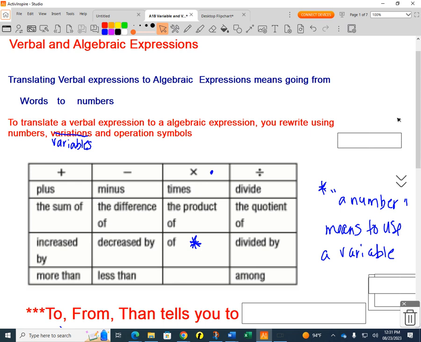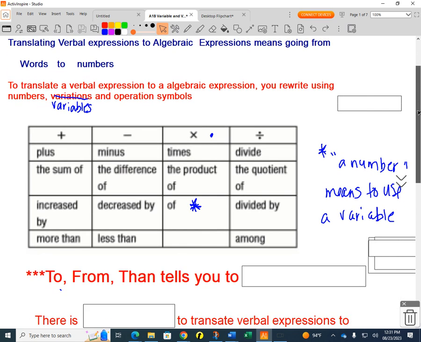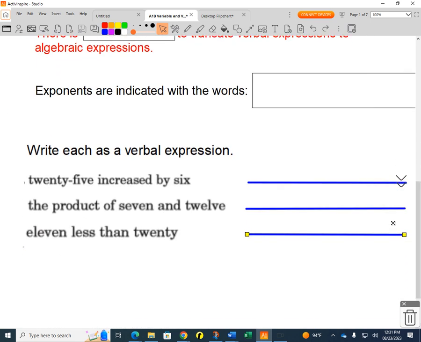All right, so here's the catch. Let's go down here, and let's just do one of these before we finish up there. Let's go down where it says write each as a verbal expression. Can anybody tell me how to write 25 increased by 6? Aiden? 25 plus 6. Is there any other way to translate that? Can I write any other expression there? There's only one way to go from words to math. All right? Say it again.